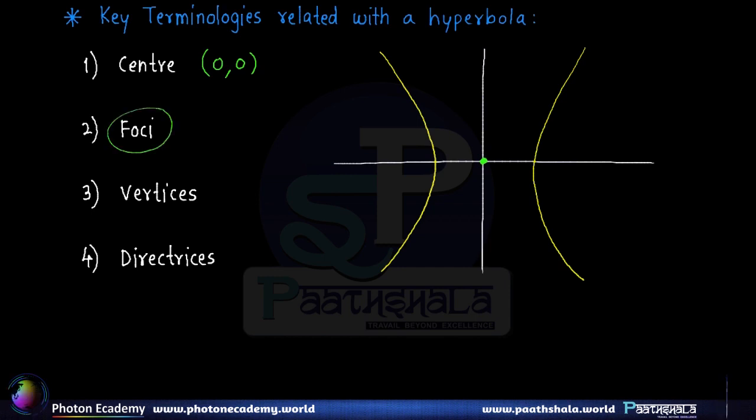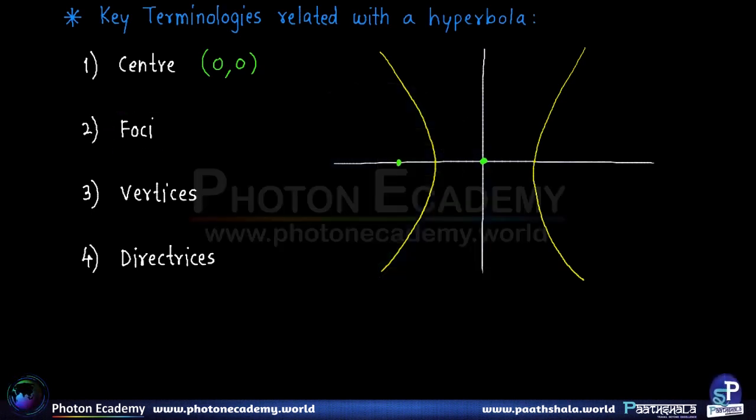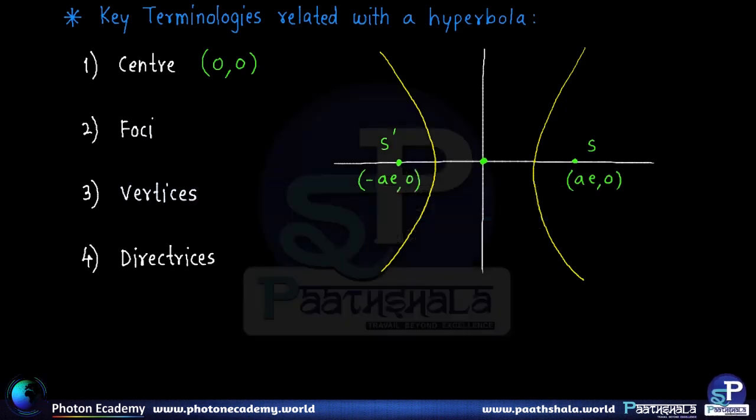Then the foci. The foci are clearly these 2 points which we have seen in the derivation. So they are S and S dash. If you remember, it is given as AE, 0 and minus AE, 0, because we had assumed that as h and h turns out to be AE. So here we'll write the coordinates of the two foci are plus or minus AE, 0.